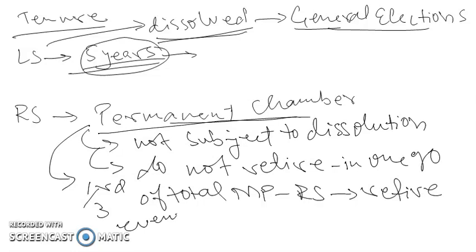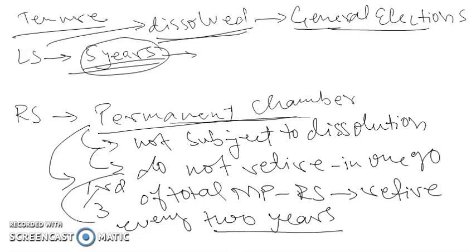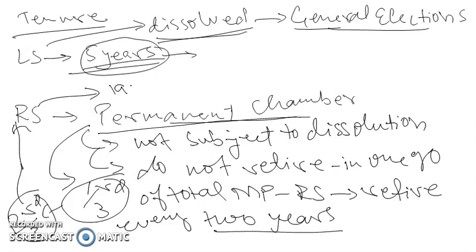After every 2 years, one third of the members of the Rajya Sabha get retired. But if one third retire, two thirds always remain. It means the majority always remains in the Rajya Sabha, and this is why it is not dissolved and is called a permanent chamber. Rajya Sabha has not been dissolved since 1952 when it was first constituted.